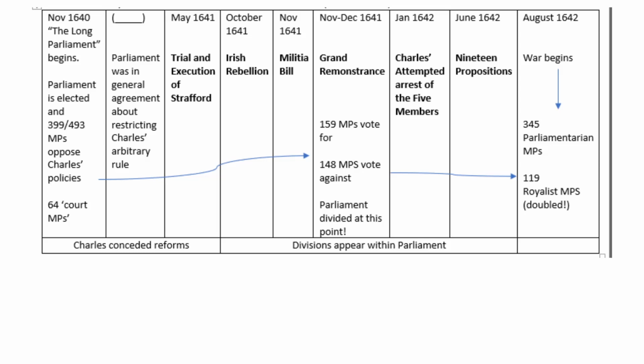You'll note at that point that most parliamentarians oppose Charles's policies. So 399 out of the 493 MPs in the House of Commons oppose Charles's policies. So at the start, Parliament is really quite united. The vast majority are willing to oppose Charles's policies and really dismantle all of the things that Charles had introduced during personal rule. You remember there's lots of things that they were unhappy about.